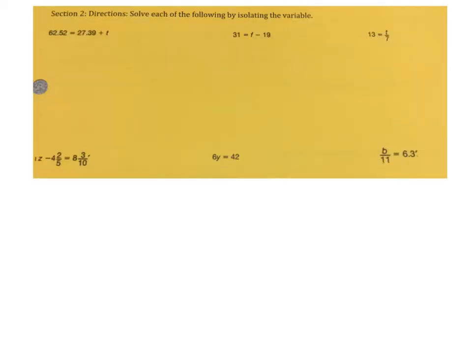For section 2, we're going to solve each of the following by isolating the variable. So first, I'm going to draw my balance on the first problem, and I want to isolate the variable t. Well, if you notice, next to t, you have 27 and 39 hundredths, and I see that it's positive, so I'm going to do the inverse by subtracting. So minus 27 and 39 hundredths. And I'm going to do the exact same thing to the other side. Minus 27 and 39 hundredths.